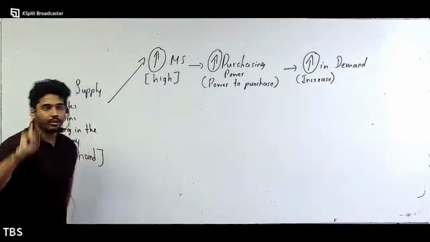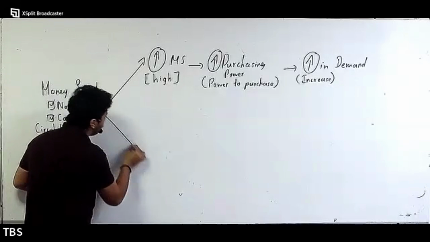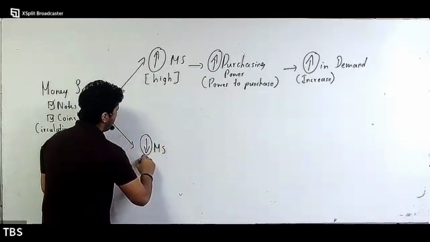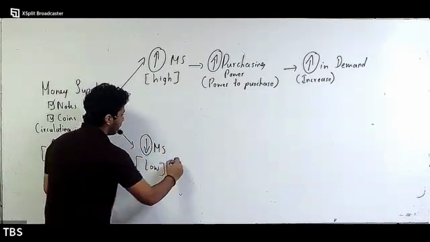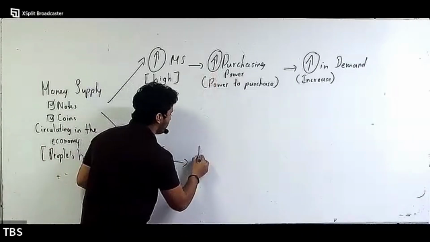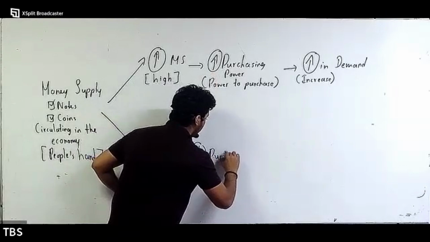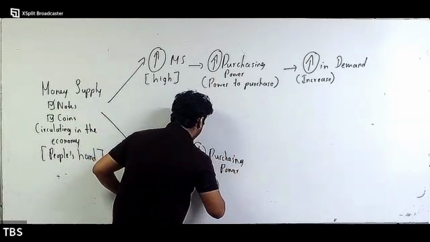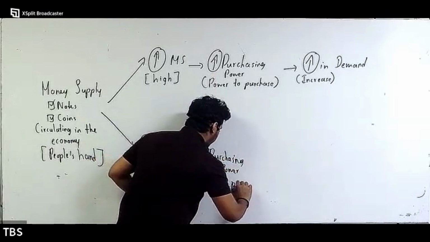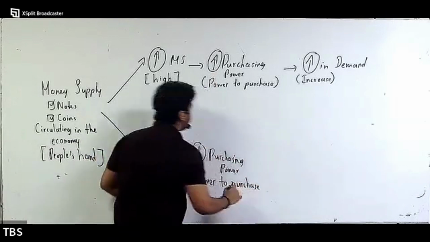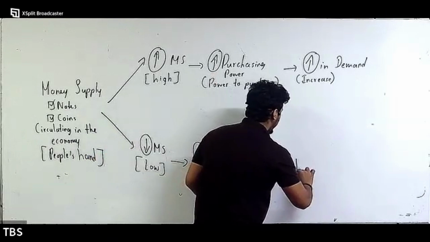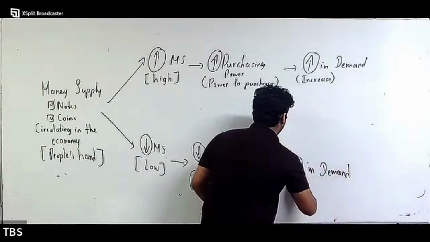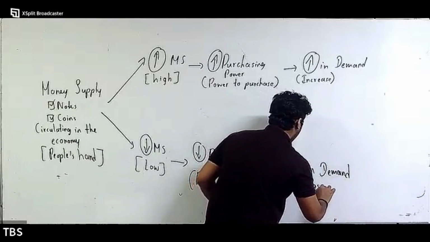Now the other side of the story. What happens? The current situation of Zaid, money supply is what? People, money supply is low. Now when the money supply is low, what happens to purchasing power? Decreases. Purchasing power decreases. In other words, power to purchase goes down big time. What will happen to the demand? Decrease in demand. That is the final outcome.